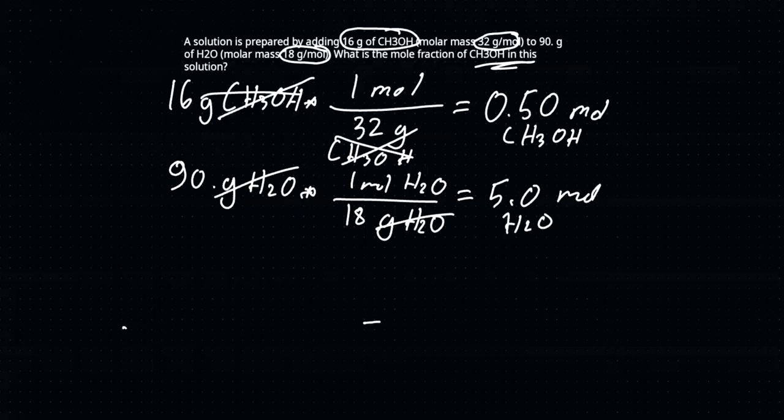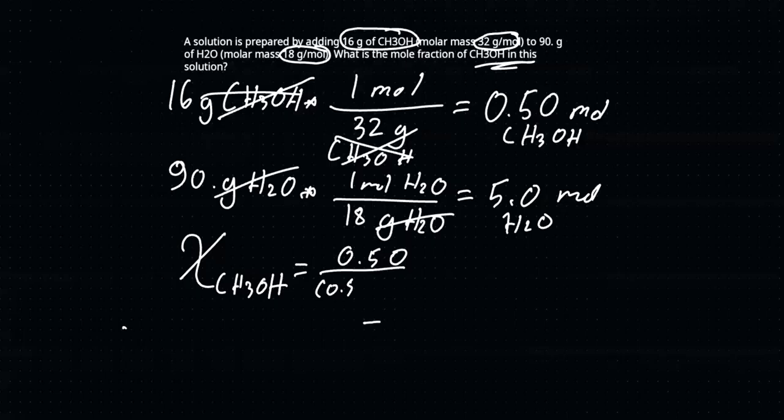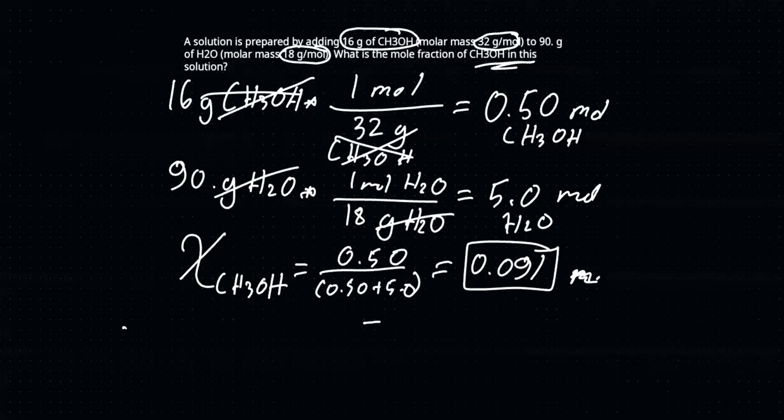So now let's find the mole fraction. The mole fraction of CH3OH, and here in chemistry we use a symbol called X, X of CH3OH, is going to equal the total moles of CH3OH we have right now, which is 0.50, divided by 0.50 added with 5.0, which is going to give us 0.091 as our mole fraction of CH3OH. Let's move on to another example.